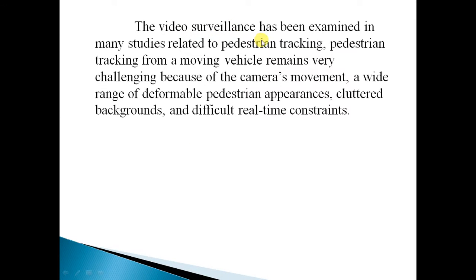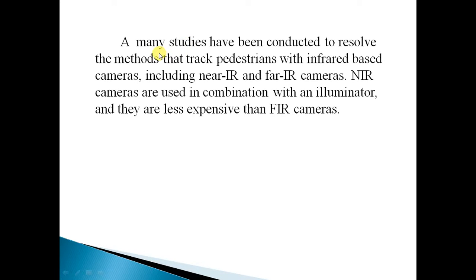In some video surveillance, they have examined that pedestrian tracking is more challenging because of the moving vehicle and movement of the camera. The pedestrian appearance is deformable, the backgrounds are cluttered, and it is very difficult for real-time use. Many studies have been conducted to resolve these issues. They said that a near infrared camera is much less expensive than a far infrared camera, and it is combined with an illuminator.